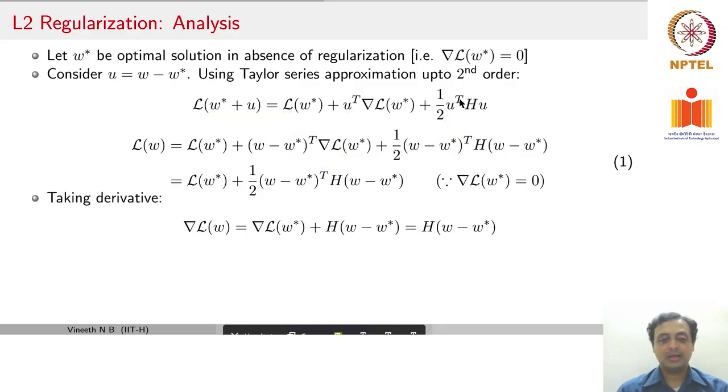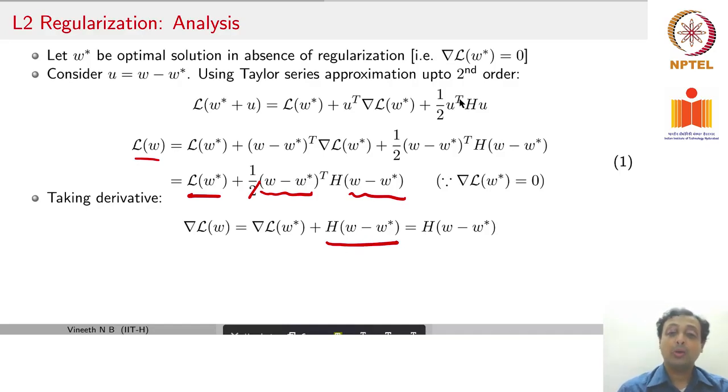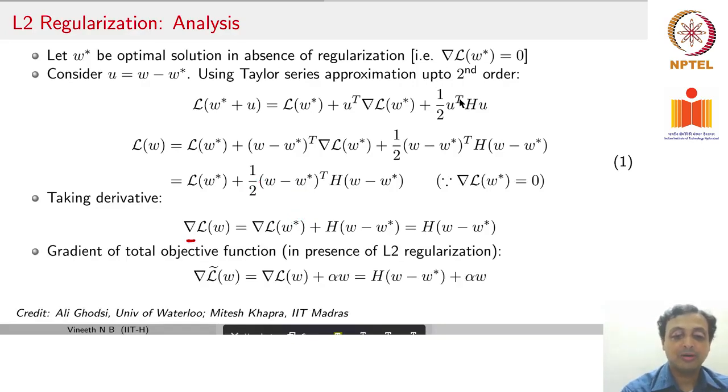Let's take its gradient now. The gradient would be given by grad of L(W) is equal to grad of L(W*) plus (W minus W*) transpose H (W minus W*), together. You will have a 2 going to the power, and if you now differentiate and divide by 2 here, the 2 and 2 would get cancelled and you will be left with H into (W minus W*). We already know that grad L at W* is equal to 0, which means you're going to have grad of L(W) is equal to H (W minus W*).